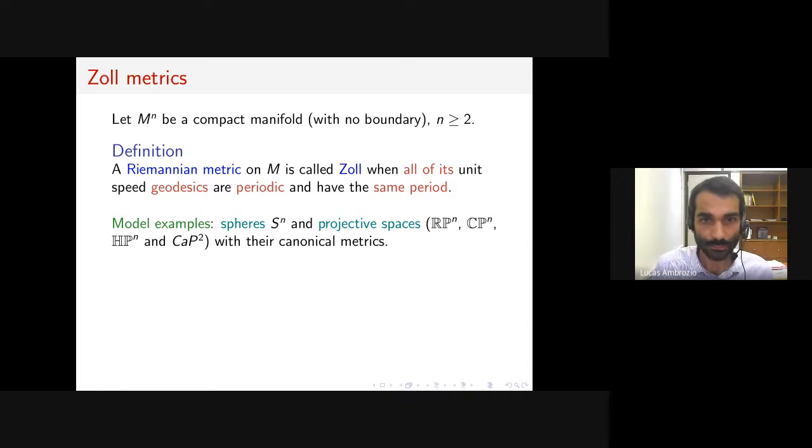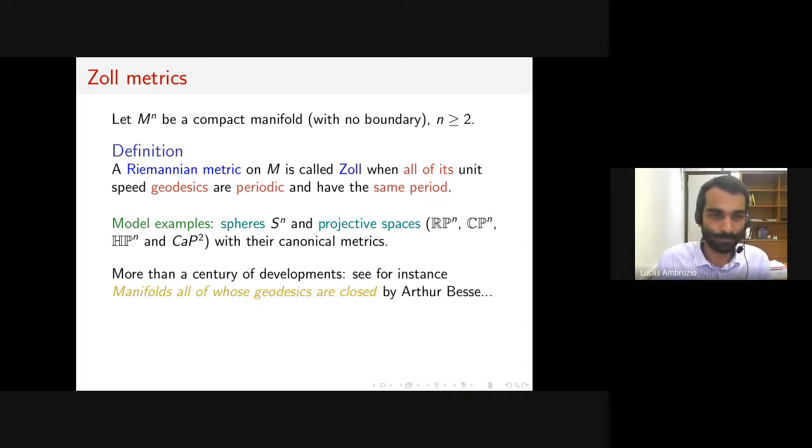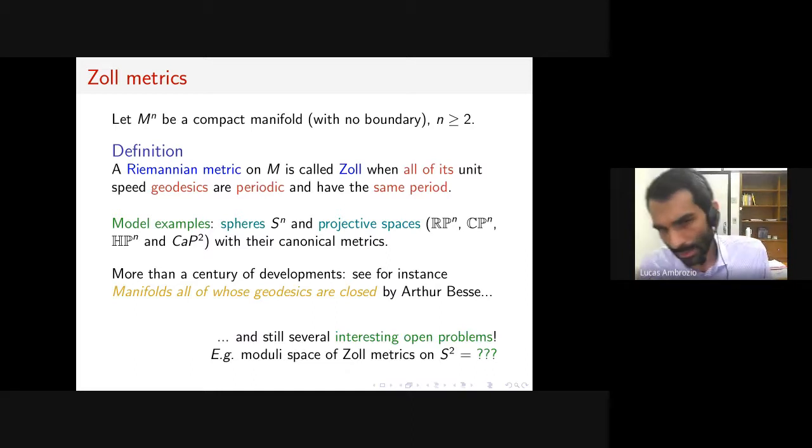During the last century, this topic attracted the attention of many people. There is a very interesting book by Besse about manifolds all of whose geodesics are closed. But I would say that the theory is still quite incomplete. For example, we don't yet have a good understanding of the moduli space of Zoll metrics on the 2-sphere. There are the examples by Zoll, and other examples that I will mention later, but we don't know, for example, if this space is connected or not. So there is still a lot to be investigated about Zoll metrics. You can take this as an interesting geometric object and study it because of the nice geometric property it has.